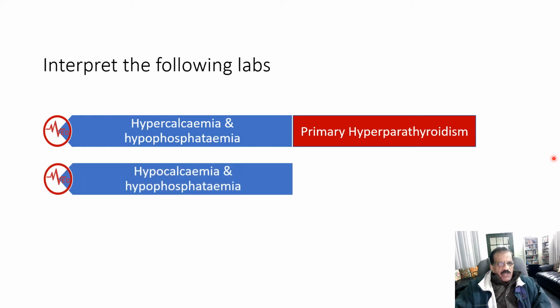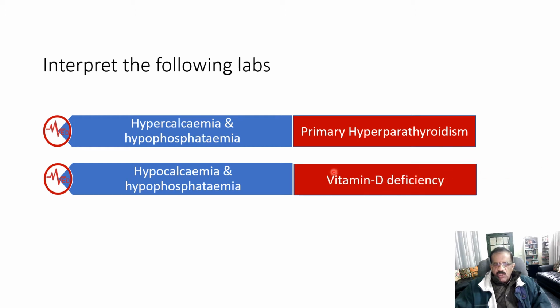Now, the second combination is hypocalcemia and hypophosphatemia. Calcium and phosphate both are low. As I just mentioned, parathyroid has opposite effect on these two electrolytes. So since these both are low, perhaps the problem is not related to parathyroid. What could it be? I think this is most consistent with vitamin D deficiency, especially the severe vitamin D deficiency.